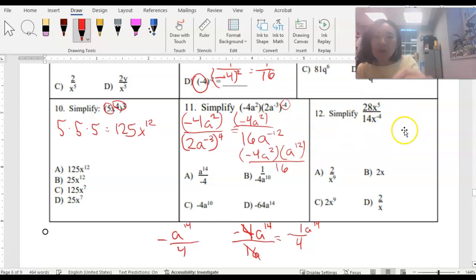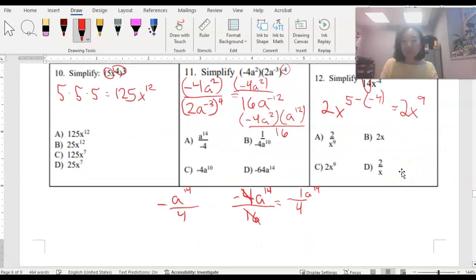Lastly, number 12, we're going to go ahead and start by dividing this coefficient. That's going to give us 2. And then we have x to the 5th power minus x to the negative 4th power. So this will become 2x to the 9th power.